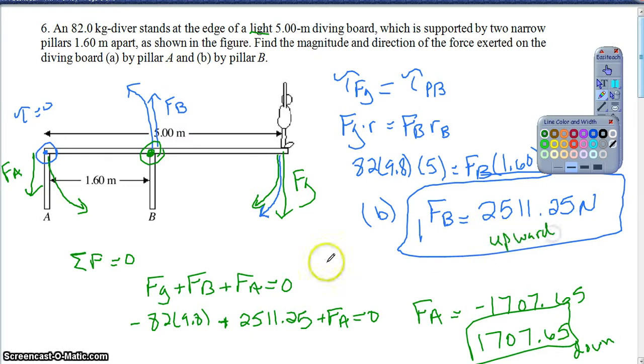So make sure you're pretty comfortable with these types of problems. As always, as with most of our torque problems, the choice of pivot point is crucial. By choosing a pivot point, I want to eliminate one of the two unknowns. But anyway, hopefully this one wasn't too bad to get through.